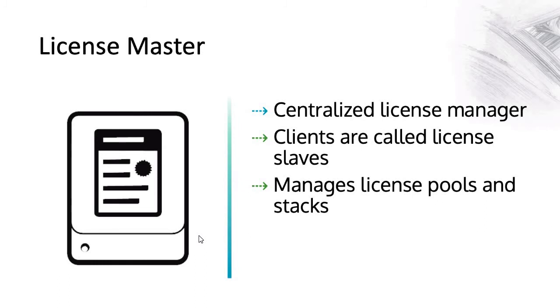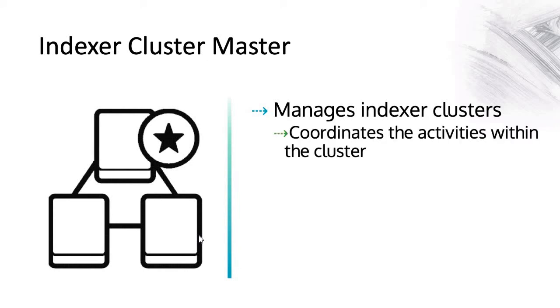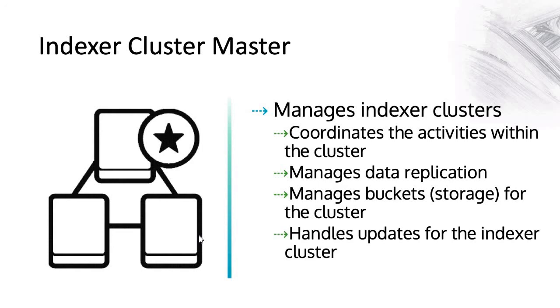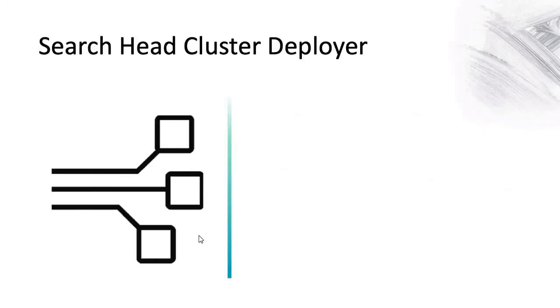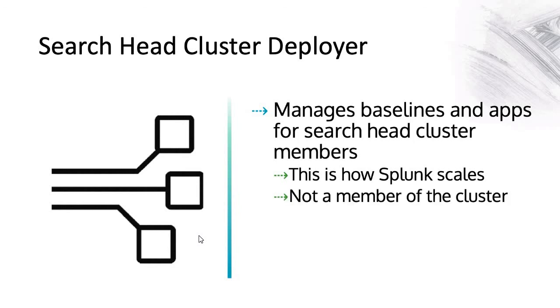Now let's talk about indexer cluster master. Indexer cluster master manages index clusters. Number one, it coordinates activities within the cluster. Number two, it manages data replication as well. It manages buckets for clusters and handles updates for the indexer cluster. Now the next one, search head cluster deployer. It manages configurations and apps for the search head cluster members. This is how Splunk scales. It is not a member of a cluster.